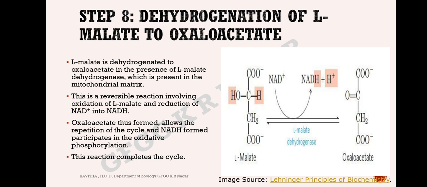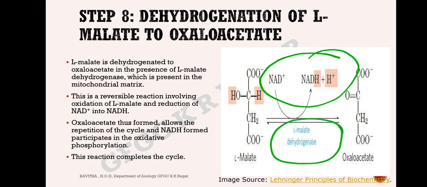Then in the next step, the final step of the Krebs cycle, dehydrogenation of L-malate to oxaloacetate takes place. Dehydrogenation. Again, protons will be eliminated from here. So L-malate undergoes dehydrogenation. That means a molecule of NADH is going to be produced here. The enzyme is L-malate dehydrogenase. From L-malate, oxaloacetate is formed.